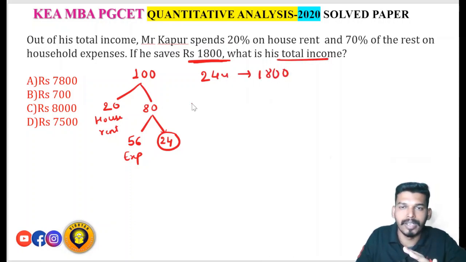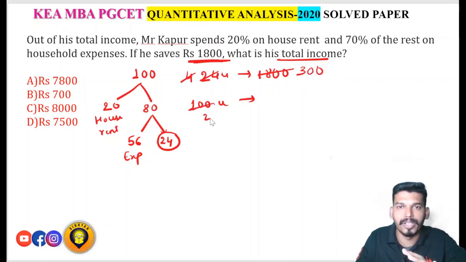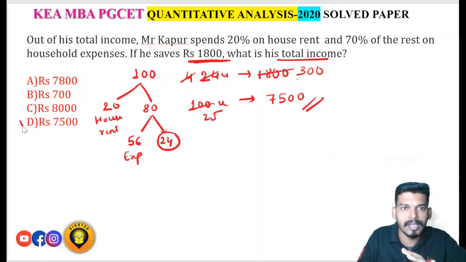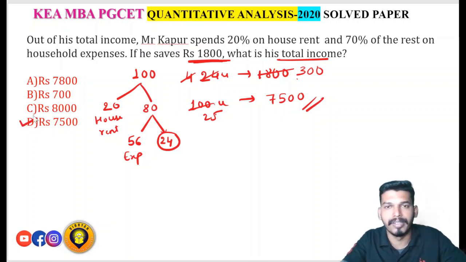Then what is the total income? What is the value of 100 units? 6 4s are 24, 6 3s are 18, 300, 4 1s are 4, 25 times. So 25 × 300, 25 × 3 is 75, 7500 is the answer. So the total income is ₹7,500. Clear? Next one.